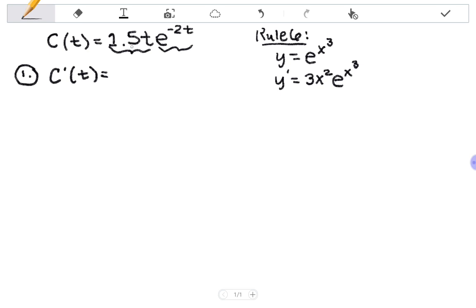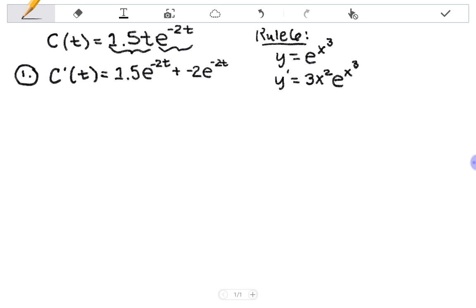So first of all, the product rule: derivative of the first times the original second. So derivative of 1.5t is 1.5. Original second is e to the negative 2t. Derivative of the first, original second, plus always the derivative of the second times the original first. And this is where I'm going to use rule 6. Derivative of e to the negative 2t is going to be the derivative of the power. Derivative of negative 2t is negative 2, times e to the original power. So derivative of the power times e to the original power.